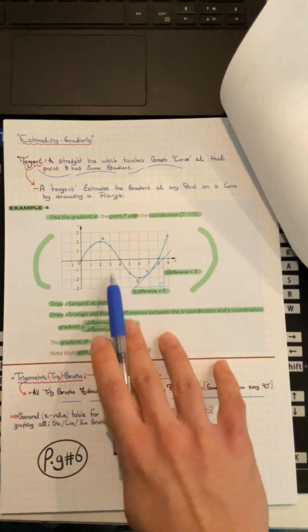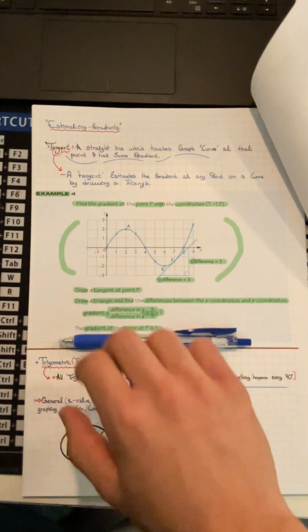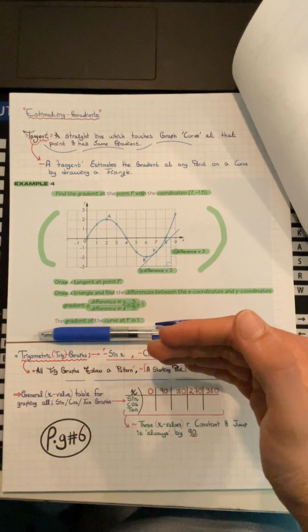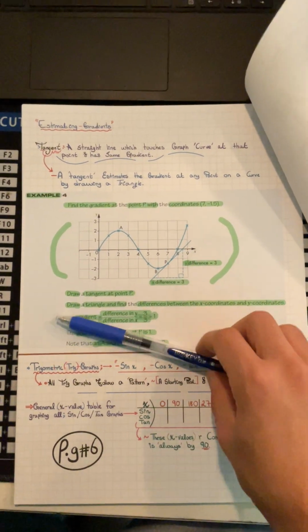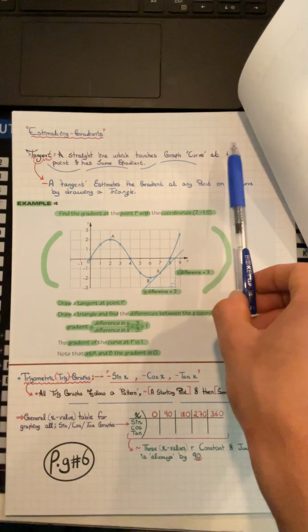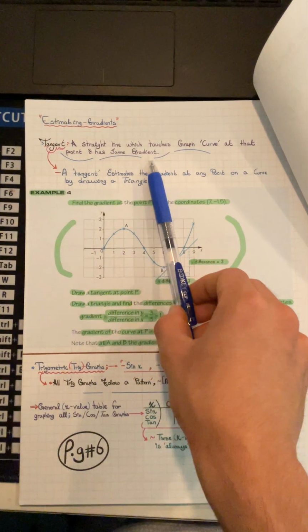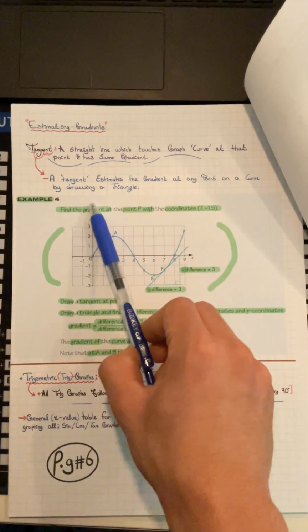Estimating gradients. I'm going to stop at tangents here for the first part of this video, and in the next part of the video we will continue with trigonometric graphs. A tangent is a straight line which touches the graph curve at that point that has the same gradient. A tangent estimates the gradient at any point on a curve by drawing a triangle.